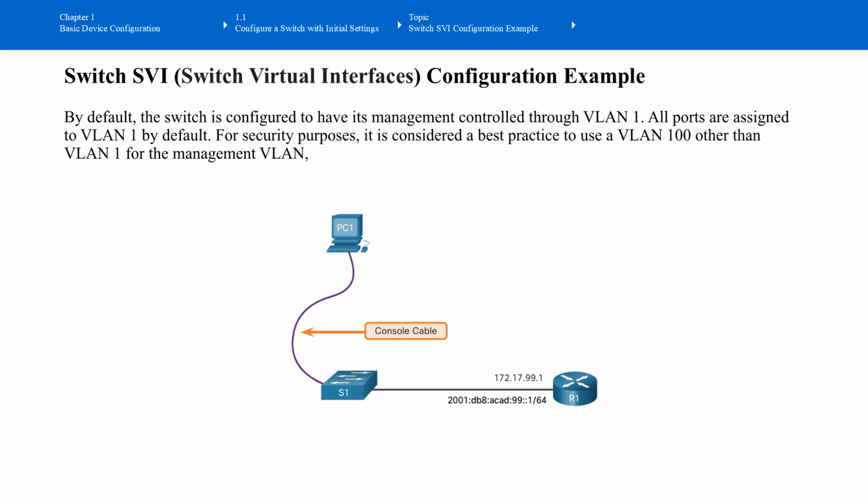We're going to spend more time on VLANs in the later chapters. For security purposes, it is considered a best practice to use VLAN 100 other than VLAN 1 for the management VLAN.